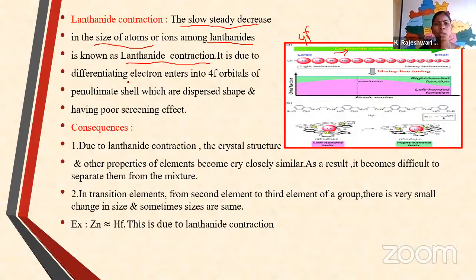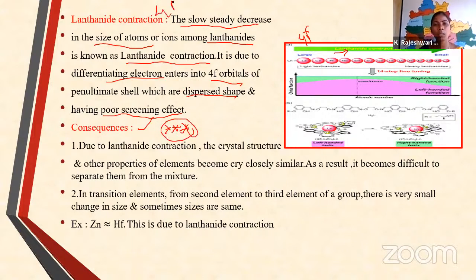It is due to the differentiating electron entering the 4f shell, which has a dispersed shape and poor screening effect. It is not able to screen properly. That's why the size is decreasing. So what are the consequences? Very, very important answer for your IPE point of view.